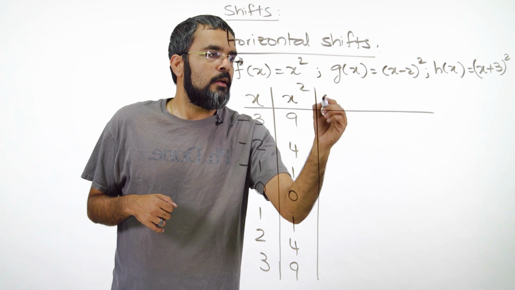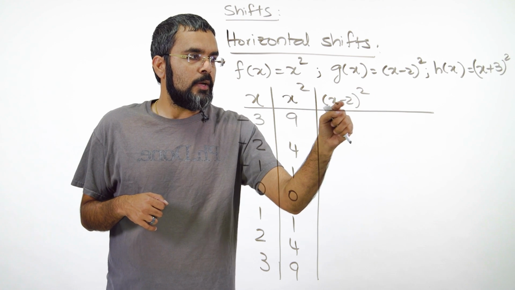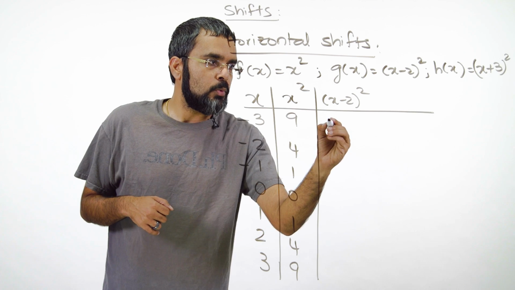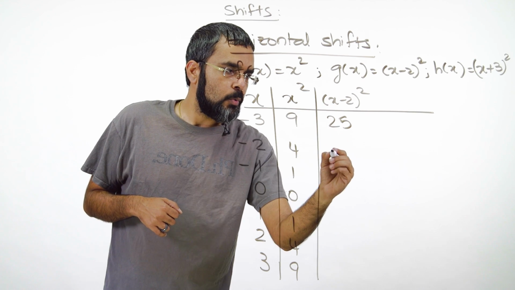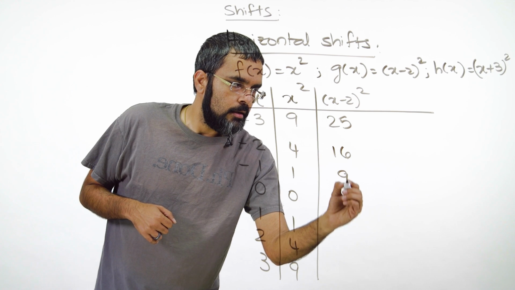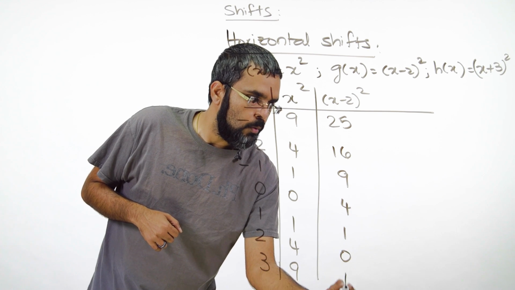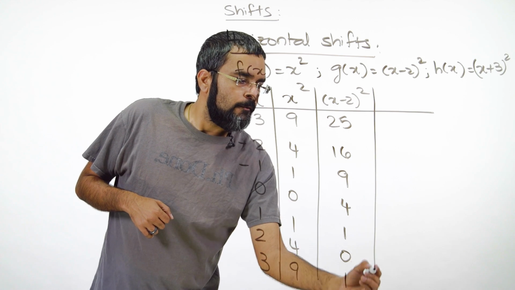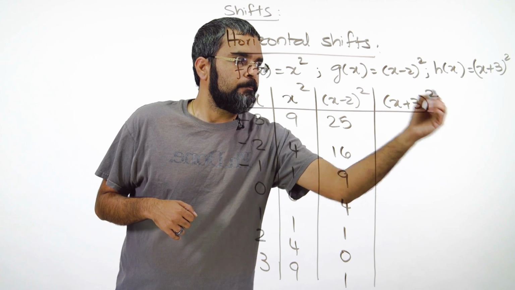Then I have (x - 2) squared. So here I would have (-3 - 2) squared, which is going to be 25. I have -2 minus 2, which is -4 squared, which is 16. Then 9, 4, 1, 0, 1. And finally, we have (x + 3) squared.